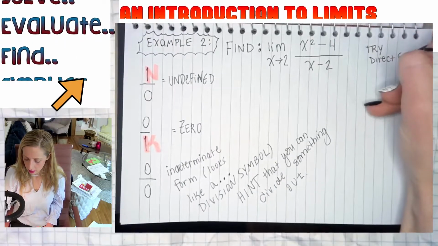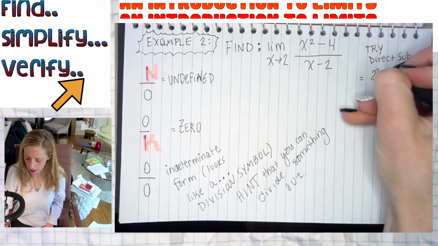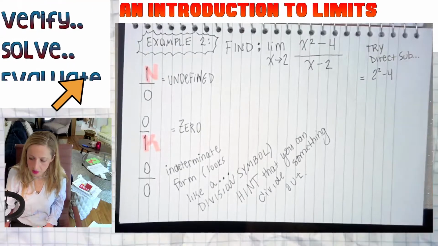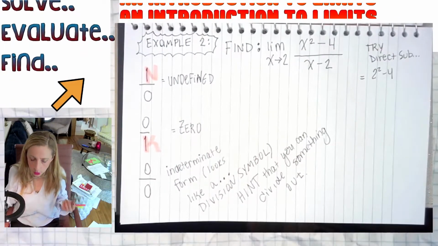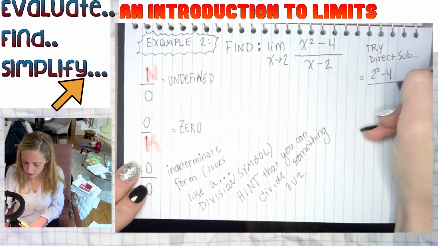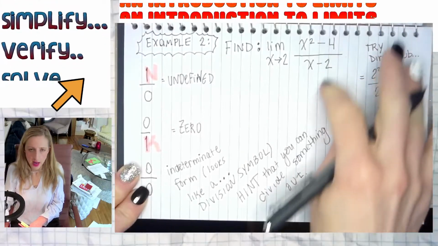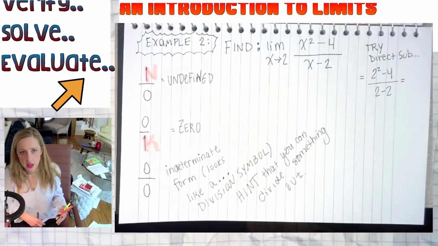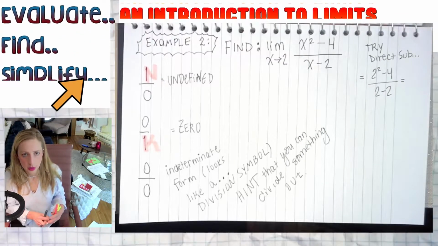So let's see what happens if we try direct substitution like we just did. We would get 2 squared minus 4, all over 2 minus 2. This is a little more obvious and you could do it in your head, but humor me because they're not all this easy. You cannot reduce the 2's. You cannot reduce the x's. If you did that, smack your hand and say very bad and never do that again.